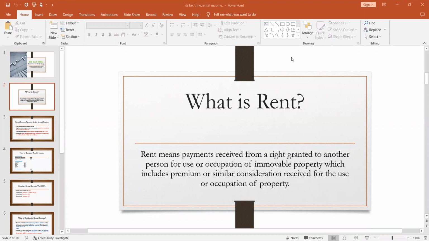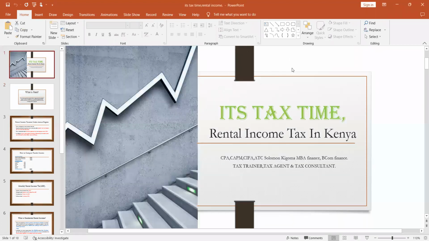We've been away for some time, but I think we are back, and today we want to touch on rent income and how it's related to taxation in Kenya. So today we are going to speak about tax, but in relation to rental income. So it's tax time, in short. So, rental income tax in Kenya.